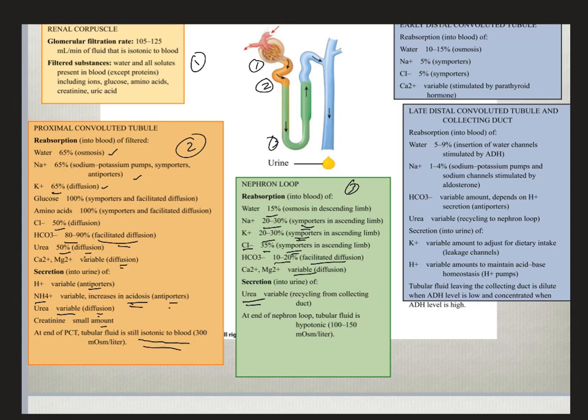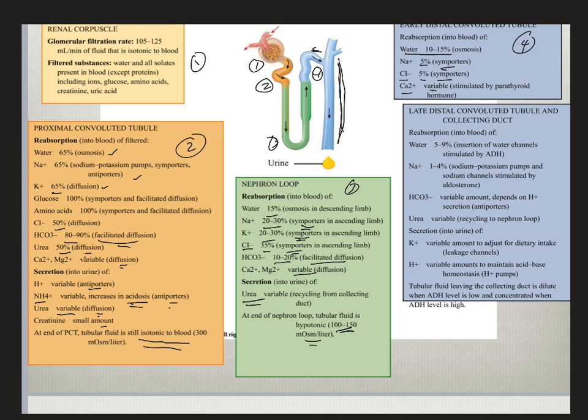And then at the end of the nephron loop, look at our tubular fluid. It is hypotonic, so it's going to be about 100 to 150 milliosmol per liter. Now we go right up here. We'll go to number 4, to our early distal convoluted tubule. We see reabsorption into the blood, another 10 to 15%. Sodium is going to be 5% by symporters. Chloride, another 5% by symporters. Calcium, again, variable.